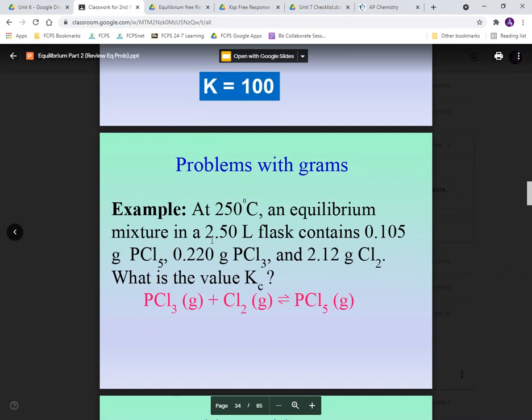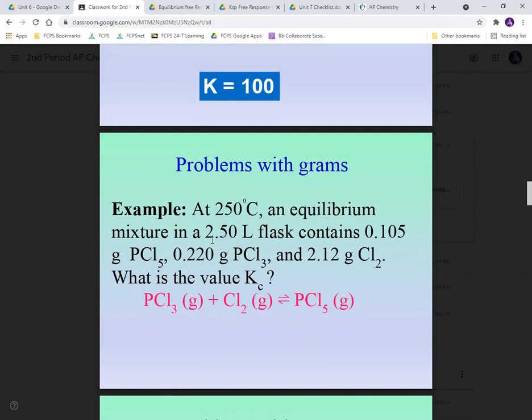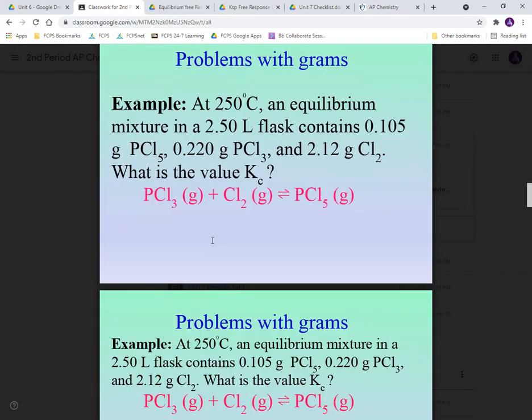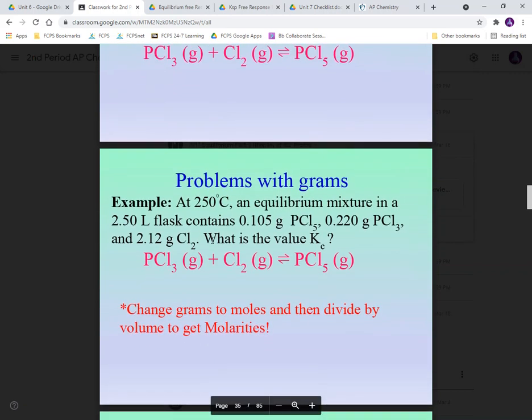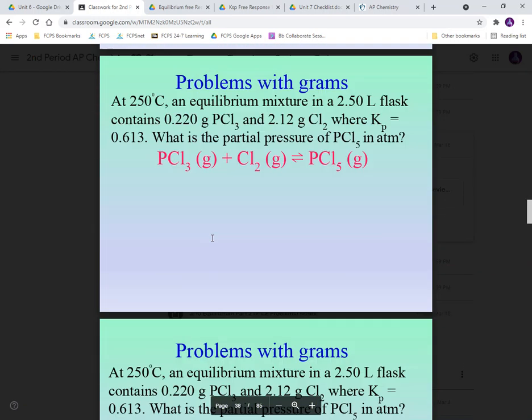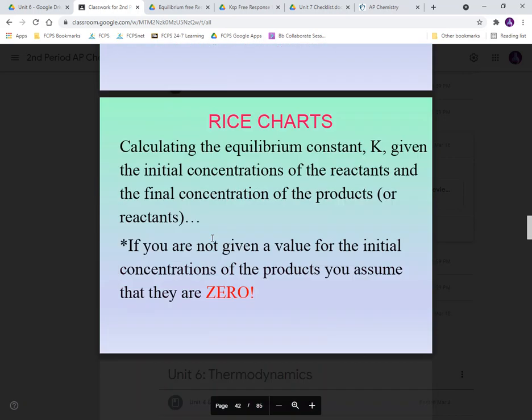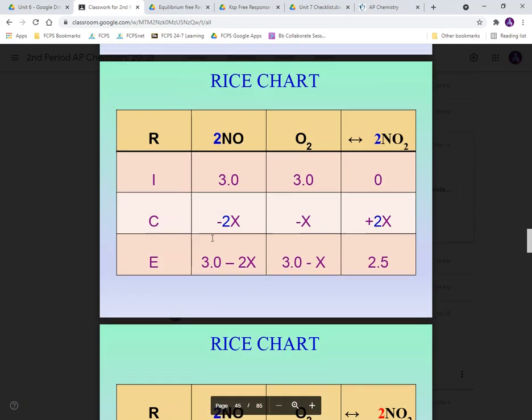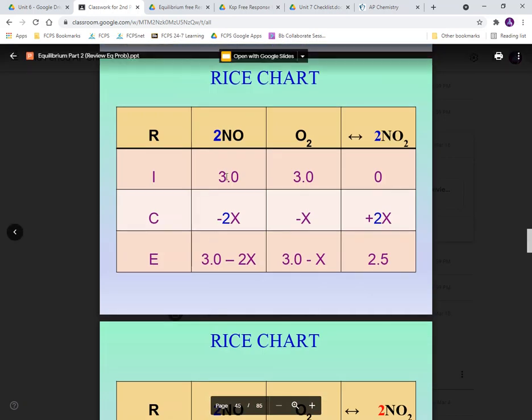Problems with grams, once again, if you're given grams, you just change it to moles, or you use the PV=nRT, if you're finding a partial pressure that way that you need for your RICE table. The other one, okay, so these are all PV=nRT type examples. Now we're getting to RICE table ones, okay?